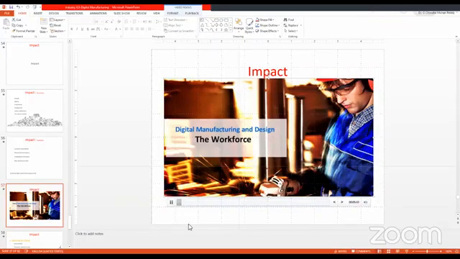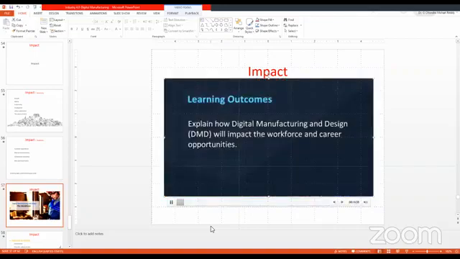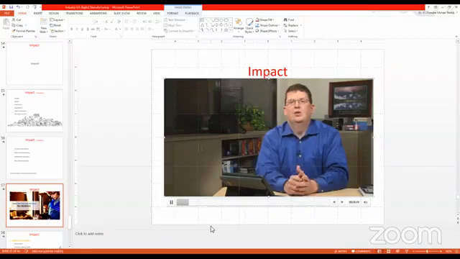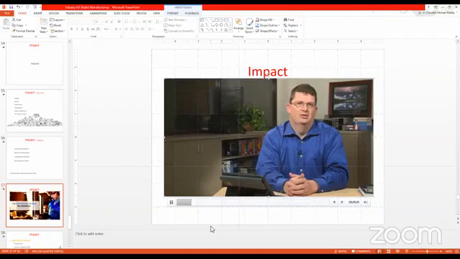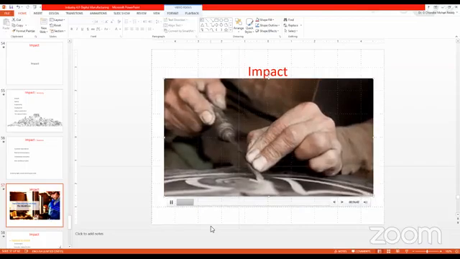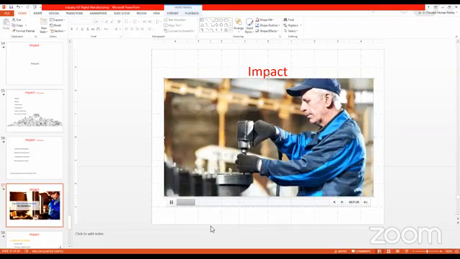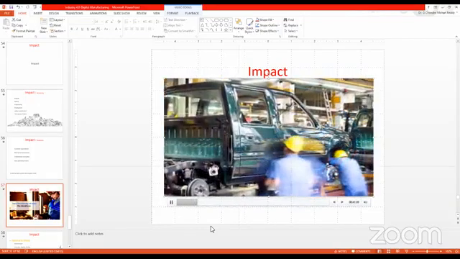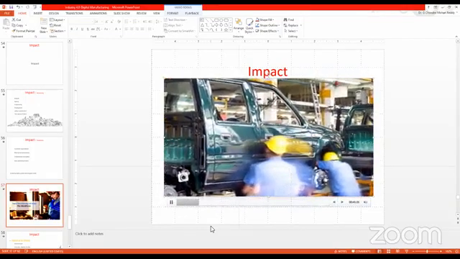Transition from traditional manufacturing to a more integrated digital approach will impact the workforce. After this lesson, you will be able to better understand how DMD will impact the workforce and career opportunities. In manufacturing, the workforce has evolved over time, following along with the industrial revolutions. First, as artisans who handcrafted entire products one at a time. Then, as a skilled workforce, specializing in individual components of a product, like the suspension system of a car.